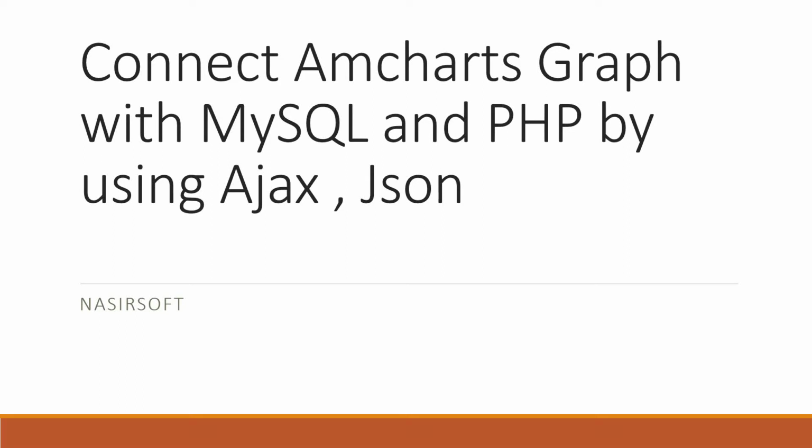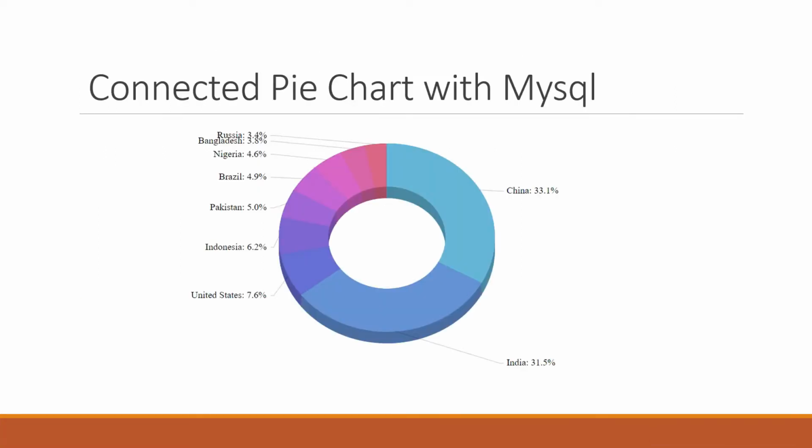Welcome to Nasesoft. This is the third tutorial series of Connect amCharts Graph with MySQL and PHP by using AJAX JSON. In the previous tutorial, we connected a pie chart with MySQL, and the graph data comes from a MySQL table. And in this tutorial, we will learn about AJAX, jQuery, and an on-change selector, showing data accordingly based on its value.